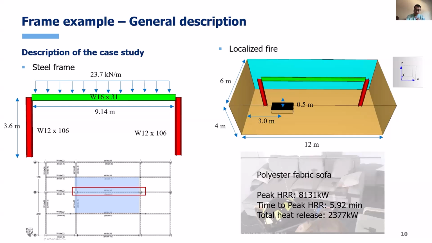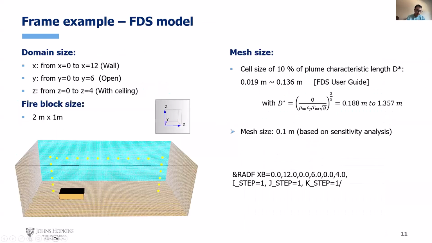The fire we considered here is based on a combustible test of a sofa conducted by the NIST. The peak heat release rate, time to peak heat release rate, and total heat release are obtained from the test. And so in the next slides, we use this information to establish our FDS model.